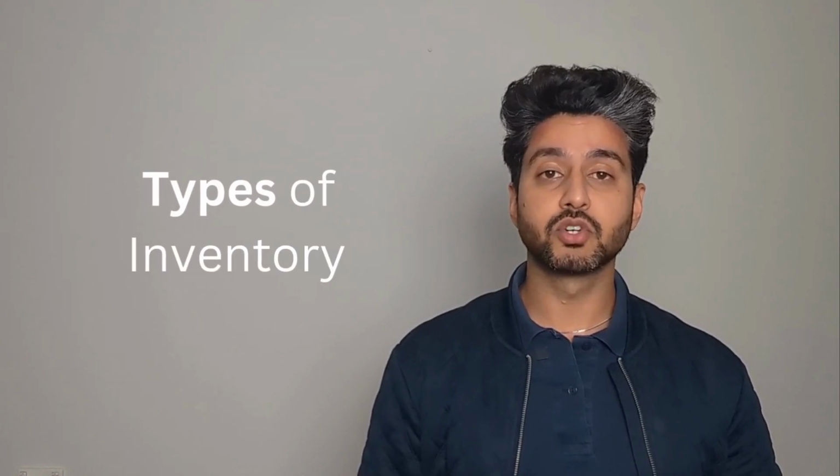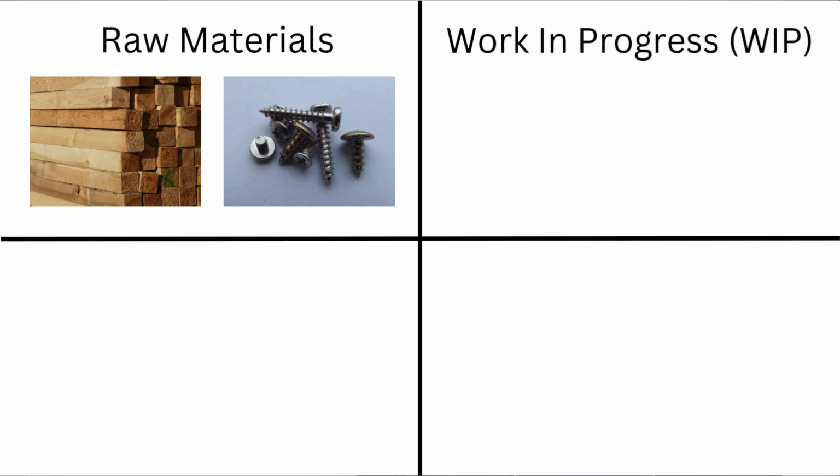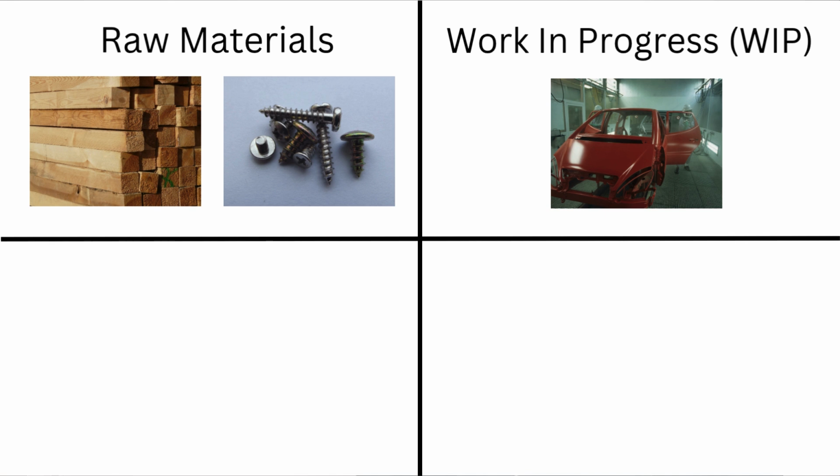To manage inventory effectively, you first need to know what types of inventory your business handles. Most companies deal with these four main categories. Number one, raw materials. These are the basic inputs used in production, unprocessed and essential. Example, a furniture company might stock wood, screws, and varnish as raw materials. Number two, work in progress or WIP. WIP includes products that are in the process of being built but aren't quite finished yet. So for an example, a car manufacturing line might have cars without wheels or engines yet. Those are in progress.